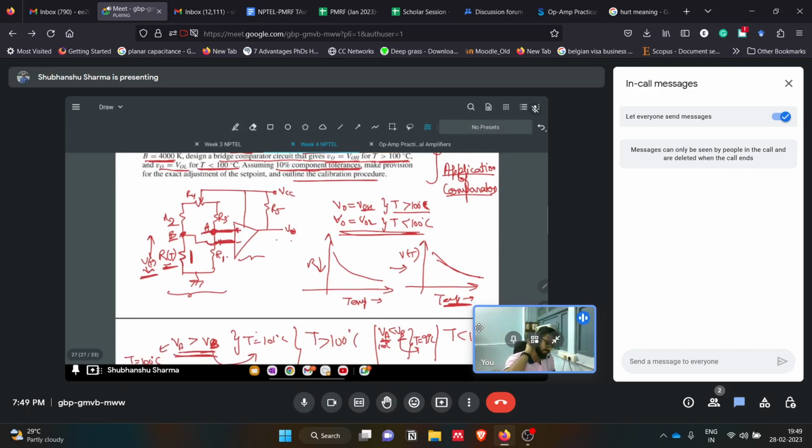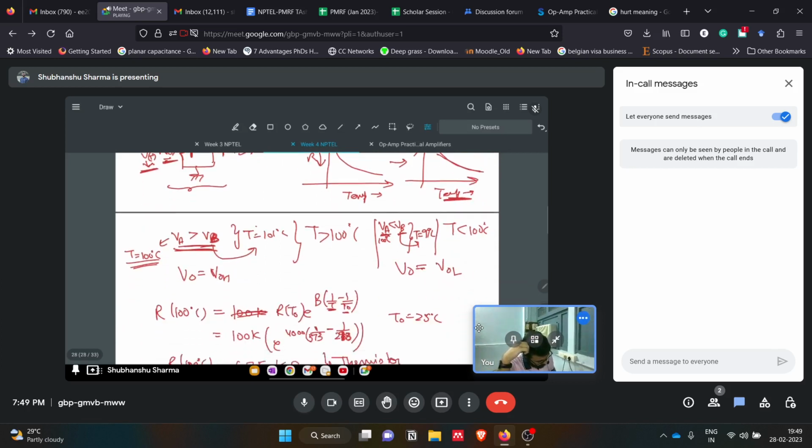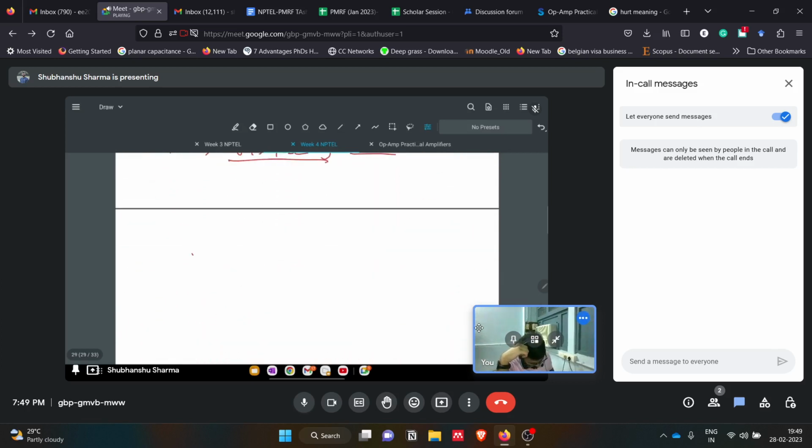VA voltage at a voltage which is equivalent to the voltage of the thermistor at 100 degrees Celsius, because that is the cutoff point or the changing point for the comparator. So for that, if we make R4 equal to 1 kilo ohm, R2 equals R3 equals 6.75 minus 0.5 kilo ohms, which equals 6.25 kilo ohms.